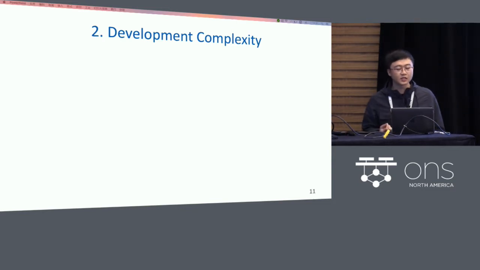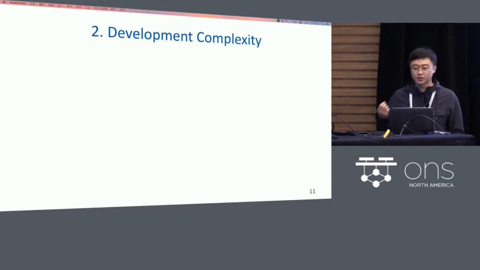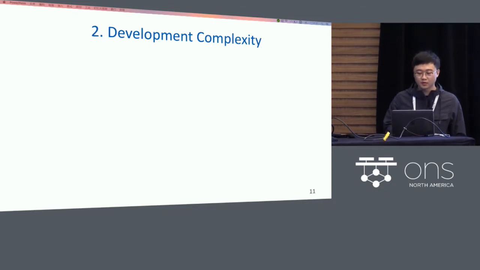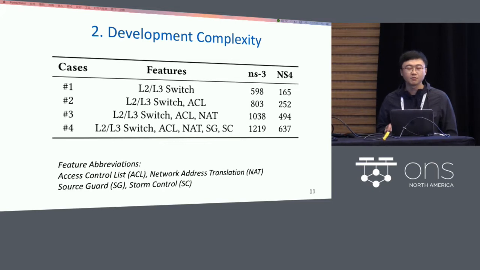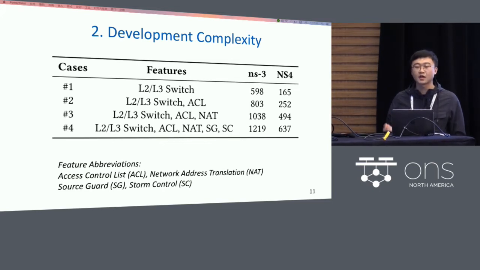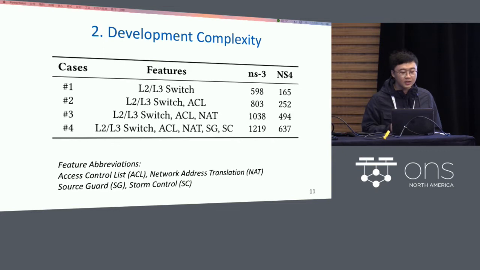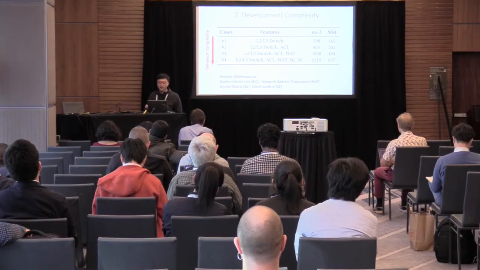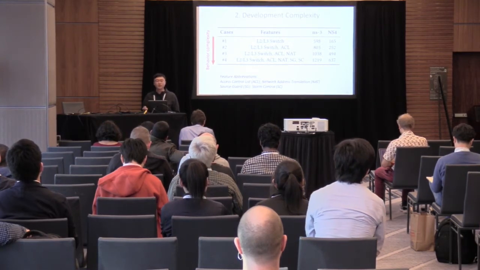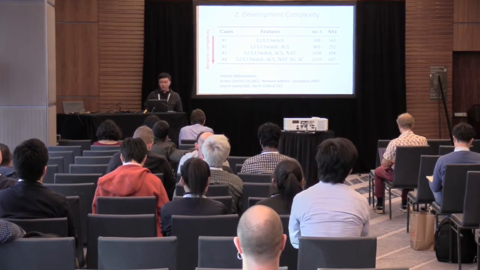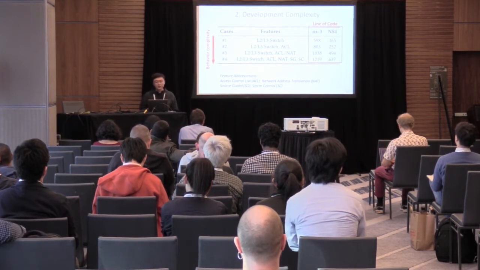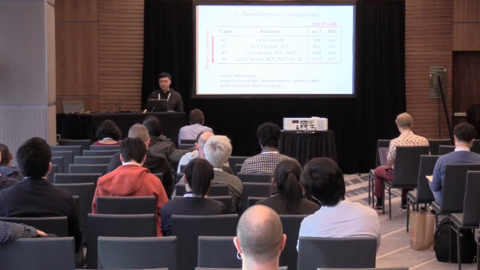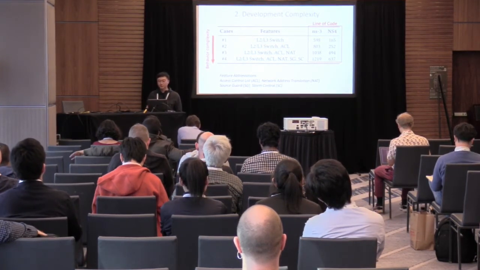Then we evaluate the development complexity to show that NS4 can simplify the development of simulation behavior model. We respectively implement 4 test cases with increased number of network features. Thus, the behavior complexity increases one by one. For the test cases, we quantify the development complexity with the line of code. We can see from the table that NS4 can largely decrease the line of code through enabling operators to specify network features with P4.